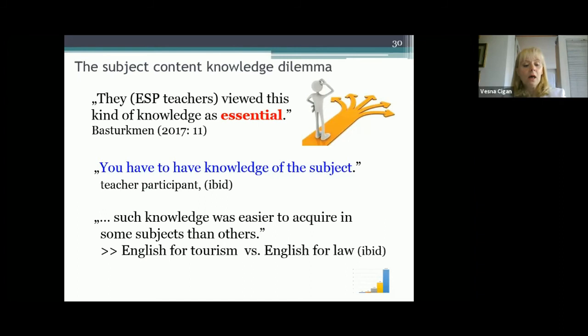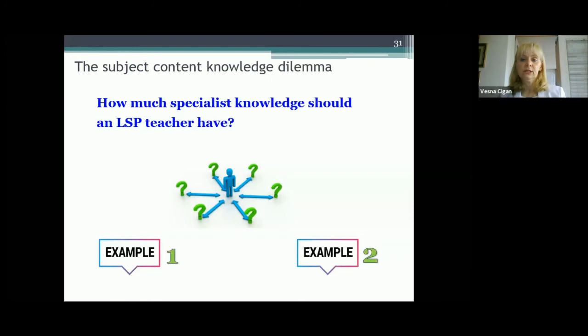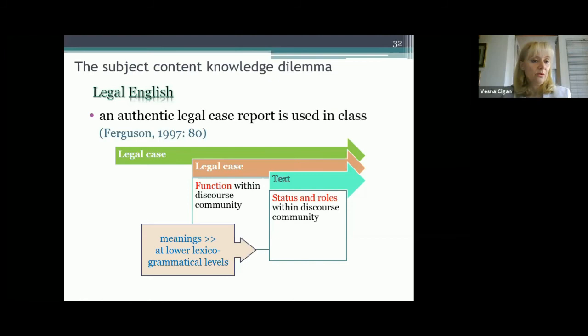The complexity of the notion of subject content dilemma becomes increasingly apparent if a specific LSP course is analyzed in detail. Two examples would perfectly serve to illustrate this point. At its core, both examples draw on the authenticity of the text used. First, let us stay in the domain of legal English mentioned in the Bas Turkman and Bocanegra Valle research study.